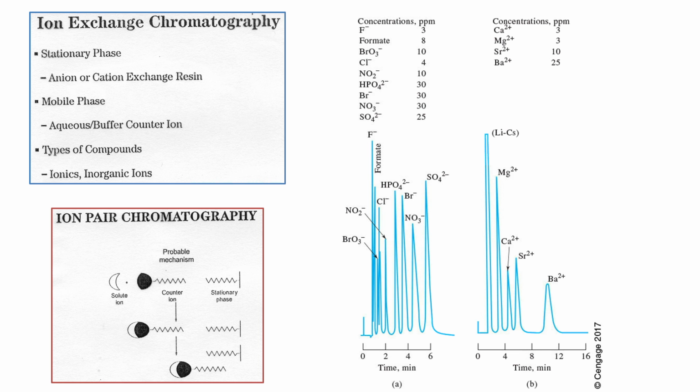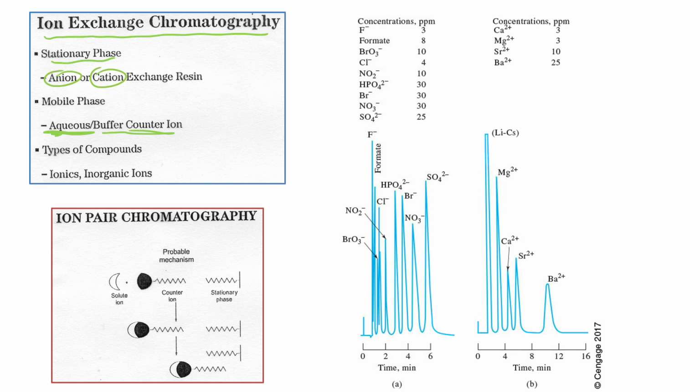All right, just talk about a couple of the other modes of chromatography right quick. With ion exchange chromatography, what we're doing is taking a stationary phase that has a charge to it, either cationic or anionic resin. And then our mobile phase is going to be some water, and it's going to have some ion to it to compete with the ion of interest. Otherwise, the thing would never come off the column.